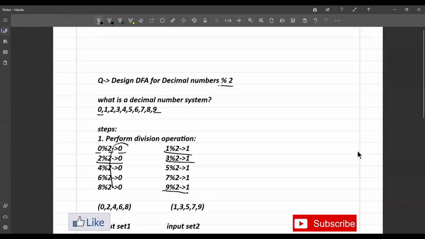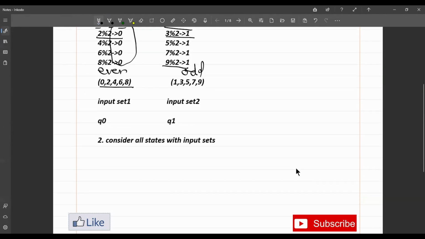After dividing all the numbers, we found that we are having a common remainder for some numbers. They are 0, 2, 4, 6, 8, which are called even numbers. Now we are having odd numbers also, which are 1, 3, 5, 7, 9, in which the remainder is 1. So these will be called by the state names Q0 and Q1.